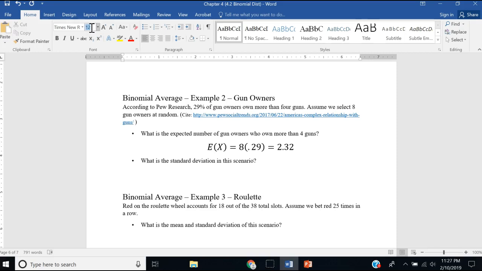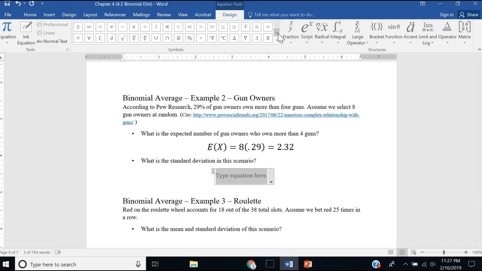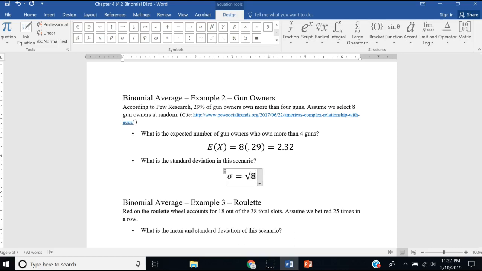And similarly, standard deviation, we just use that formula once more. Again, don't forget, this is always the population standard deviation. Population standard deviation is going to be the square root of 8 times 0.29 times 0.71. That 0.71 comes out of the fact that the probability of success being 0.29 means that the probability of failure is the complement, or 0.71. Again, that's success and failure for each trial. And so we get a standard deviation of 1.28, rounded to 2 decimal places.